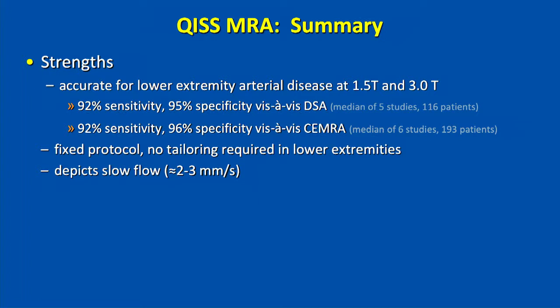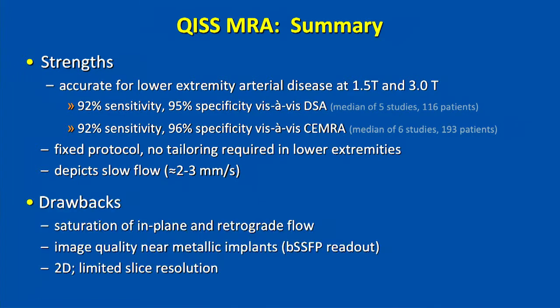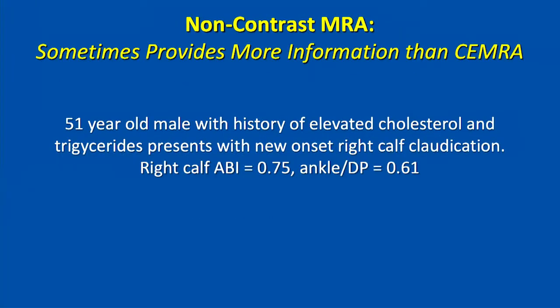It's a fixed protocol, so there's no tailoring required in the lower extremities, and it depicts slow flow. It does have some drawbacks. Saturation of in-plane and retrograde flow can be seen at times, and image quality is not usually very good around metallic implants, for example hip replacements, because it uses a balanced steady-state precession readout. And it's a 2D technique, so slice resolution is typically limited to about 1.5 to 2.5 millimeters. But I think some of these drawbacks can be worked on, and I'll talk about some potential solutions later in the talk.